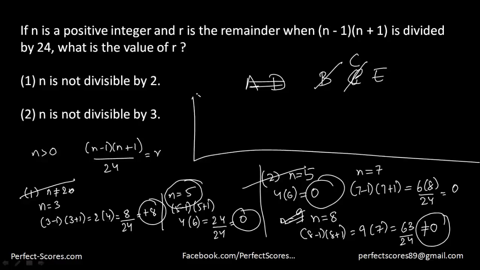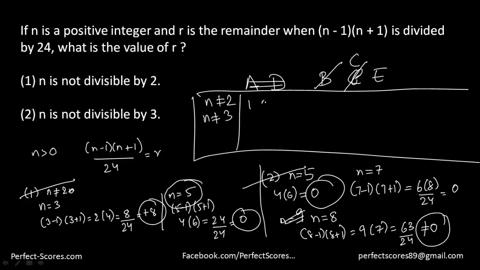Now let's go ahead and combine both the statements, guys. It says that n is not divisible by 2 and n is not divisible by 3. So no matter what number I plug in here, I cannot plug in 2, 3, 4, 6, 8 or 9, because the number is not divisible by 3 and not divisible by 2. Let's move even further just to see whether we can get a pattern or not.